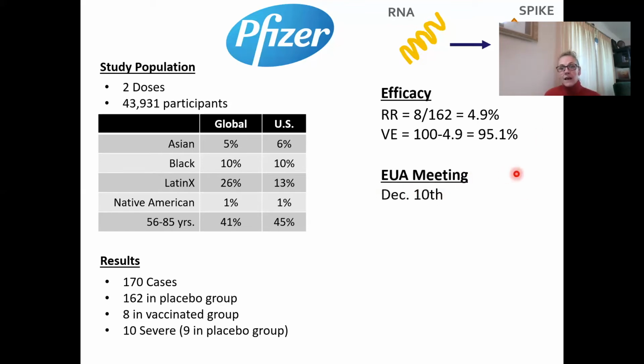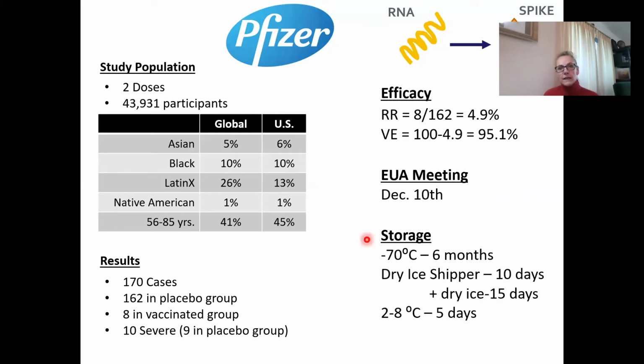They are having an emergency use authorization meeting on December 10th, which is coming right up. And they think that if they're approved, they could start shipping some vaccine doses on December 11th, with some people being vaccinated by December 12th or mid-December.